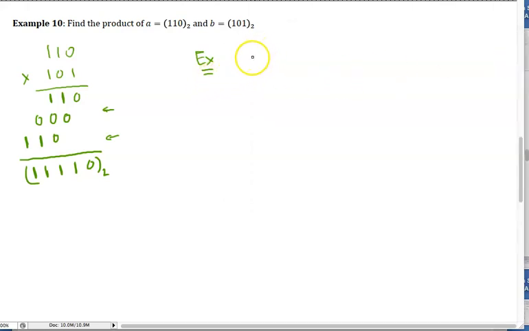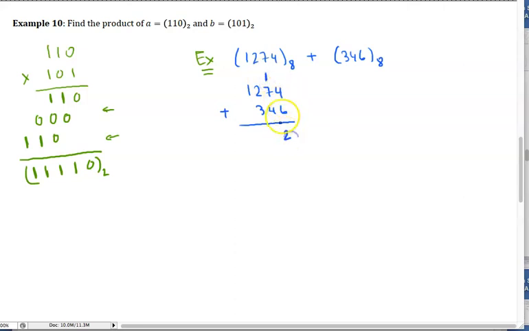Okay, so let's say I have 1, 2, 7, 4 in base 8, and 3, 4, 6 in base 8, and I want to add them. So 1, 2, 7, 4 plus 3, 4, 6. I get 6 plus 4 is 10. But 10 is not allowed in base 8. So 10 divided by 8 is 1 with the remainder of 2. The whole number carries over and the remainder gets put as the answer.